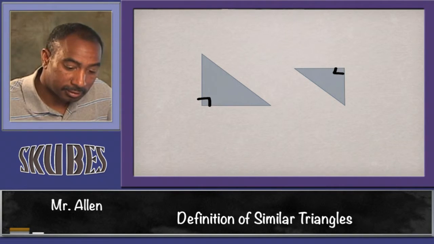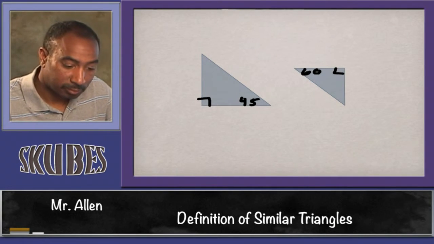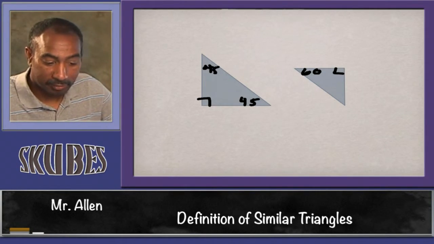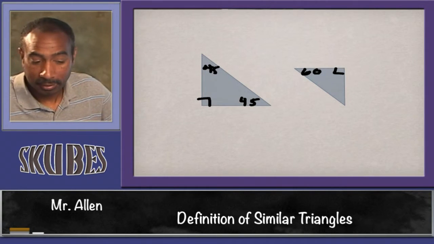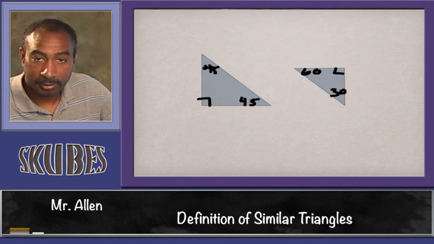Let's say that this is 60 and this is 45. Well, 45 and 45 add up to 90. 45 plus 45 and 90 adds up to 180. This is going to force this to be 30 degrees. So they're not going to be similar.